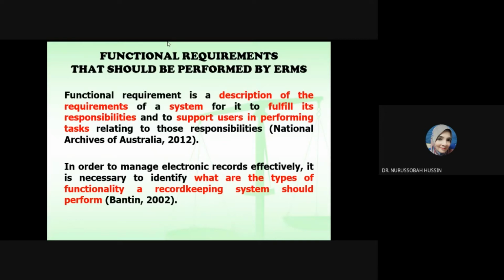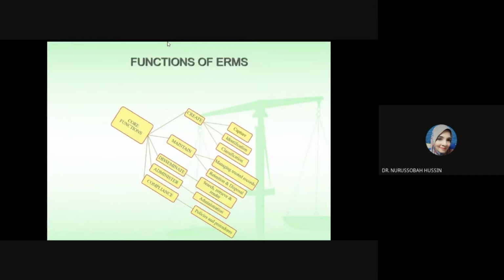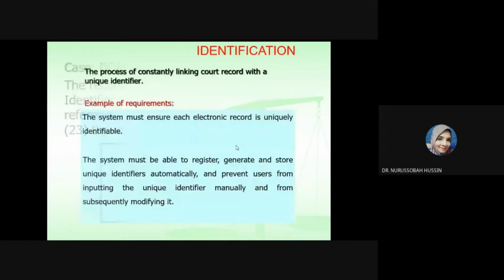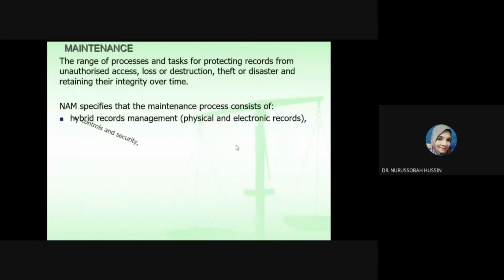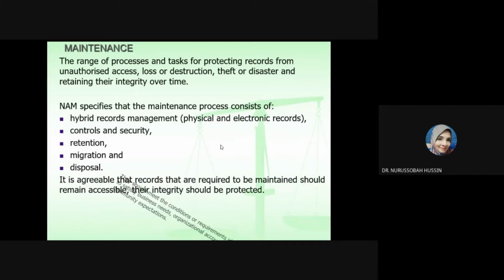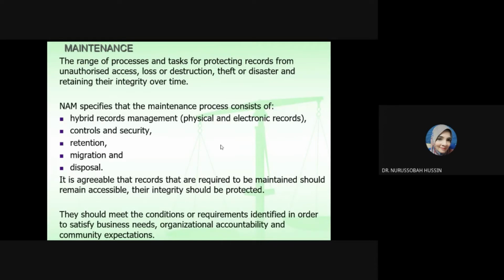For today, we will focus on the next functional requirement, the second one, that is maintenance, maintain. This is maintenance, the second core function of ERMS. The definition of maintenance is the range of processes and tasks for protecting records from unauthorized access, loss or disruption, theft or disaster, and retaining their integrity over time. Or, in other words, maintenance is the daily care of the records.